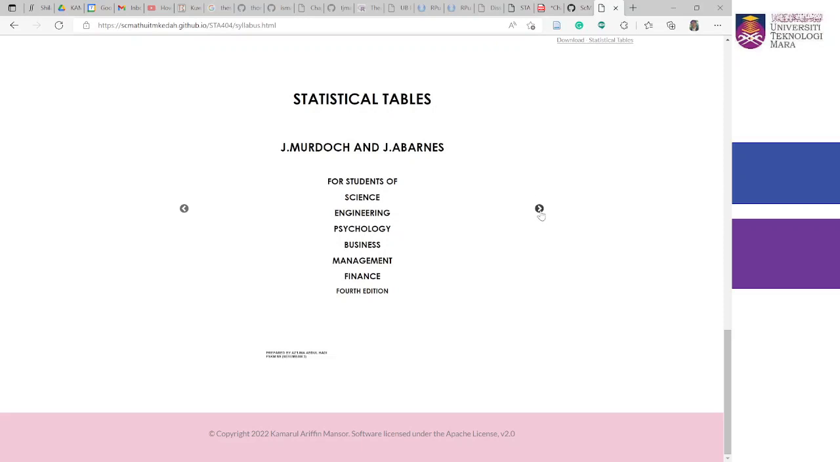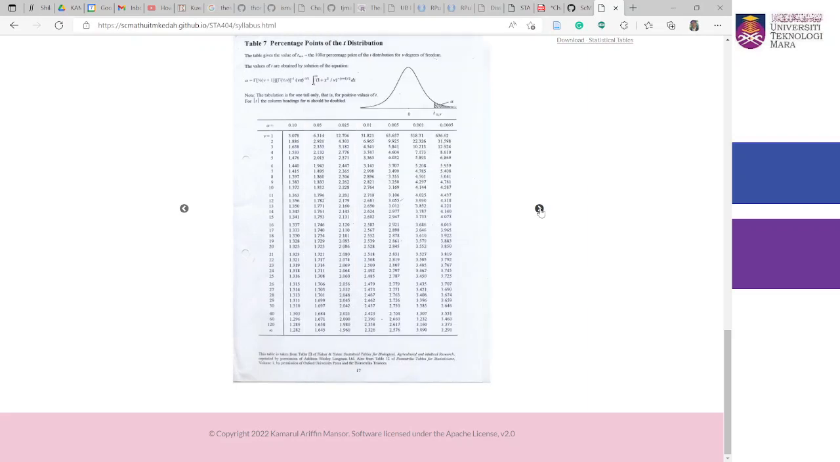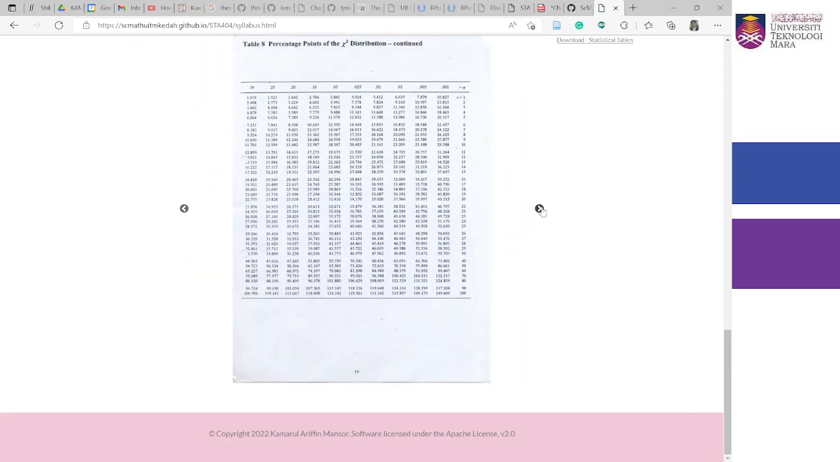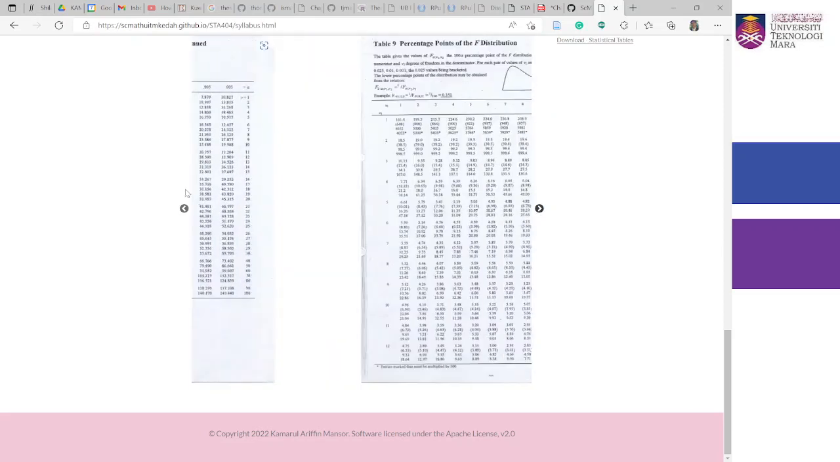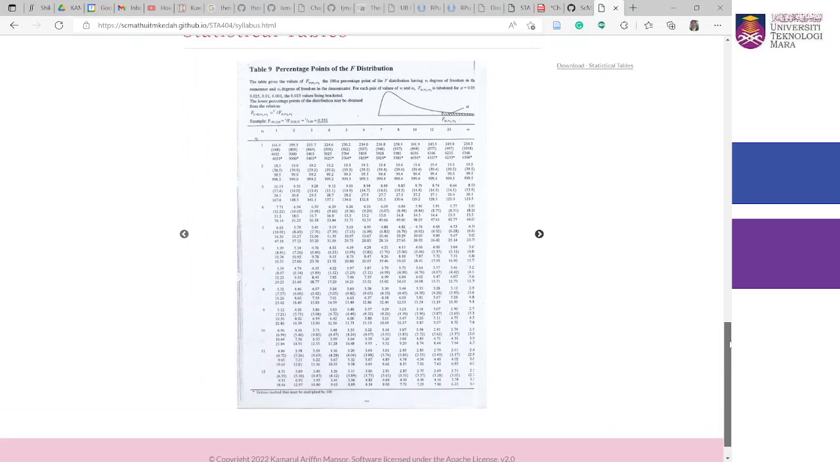Okay, so this is the table. So which one is it? This is the table of the chi-square distribution. Okay, this is the F-test.